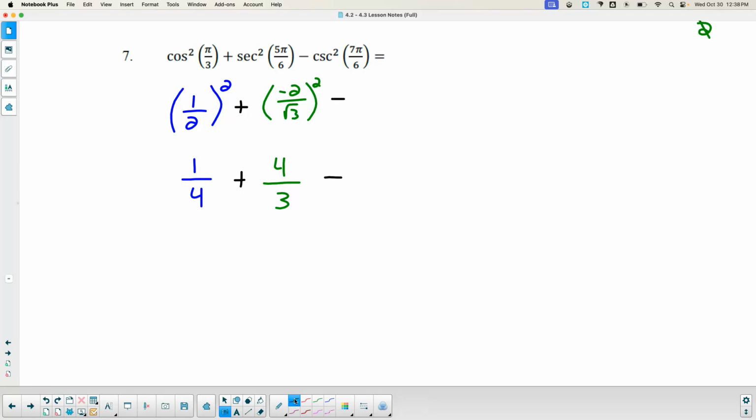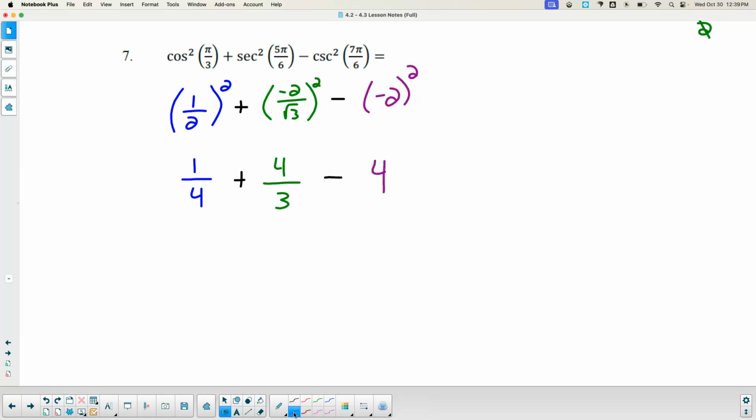The cosecant squared at 7 pi over 6 is the cosecant at 7 pi over 6, then squared. What is cosecant? 1 over y, right? Or the reciprocal of y. So what is the y value at 7 pi over 6? Negative 1/2, the reciprocal? Negative 2? And what is negative 2 squared? 4.